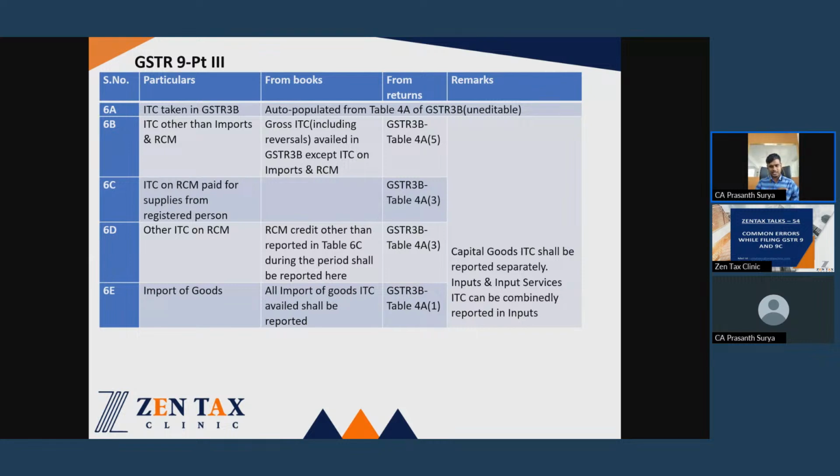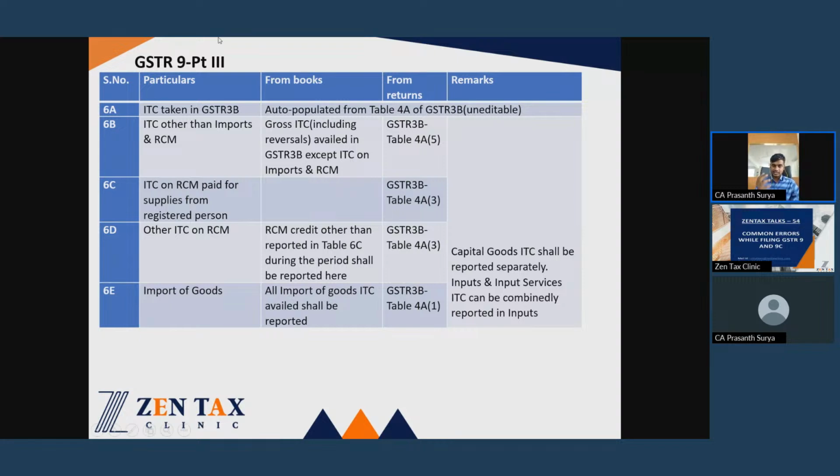So table 6B, 6D follows the same procedure. But you please keep in mind the fact that we should report only the gross ITC, that is, including ineligible ITC. Even if there are any ineligible ITC, you please report it in table 6B. Otherwise, a difference will come in table 6, which you wouldn't be able to substantiate in the department in the future.